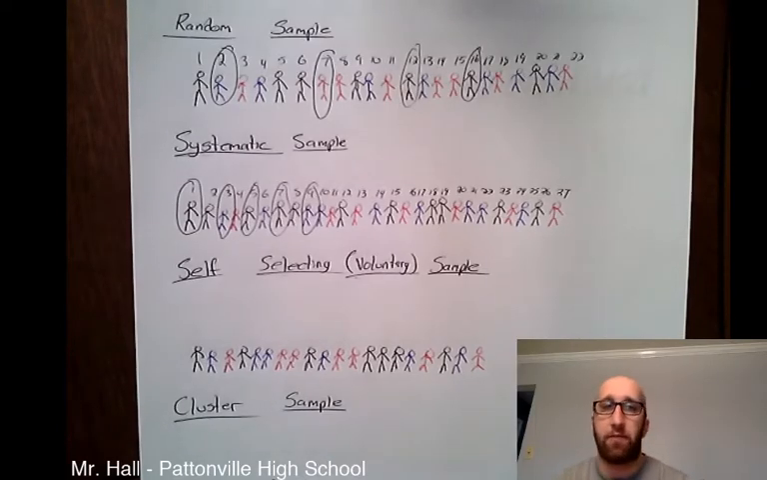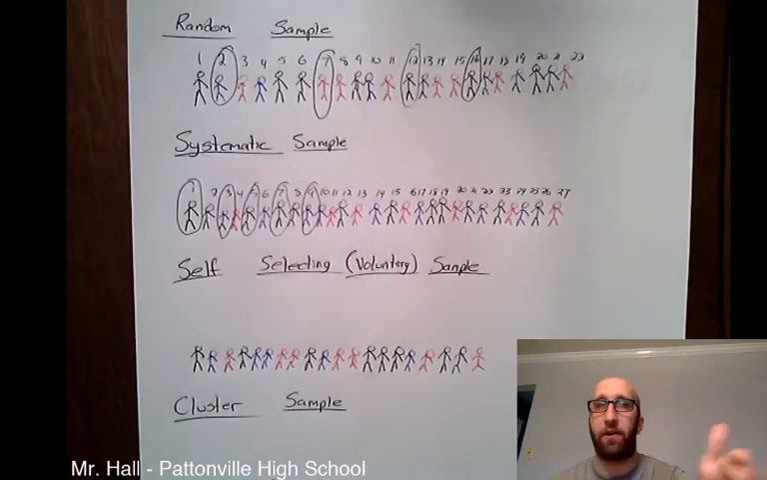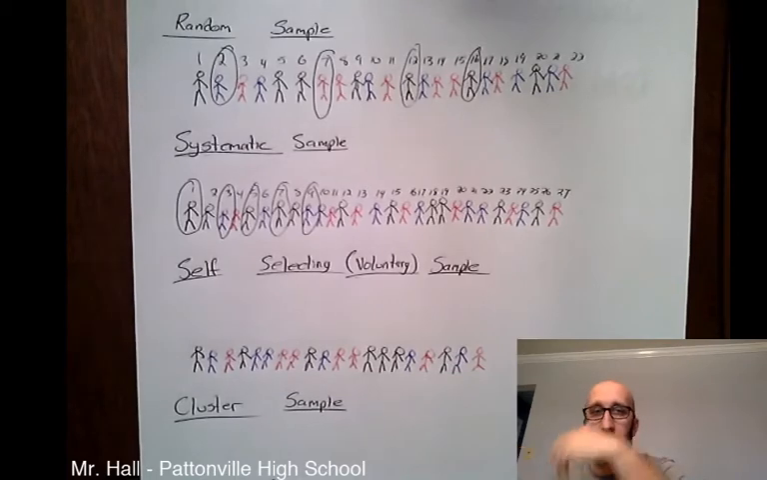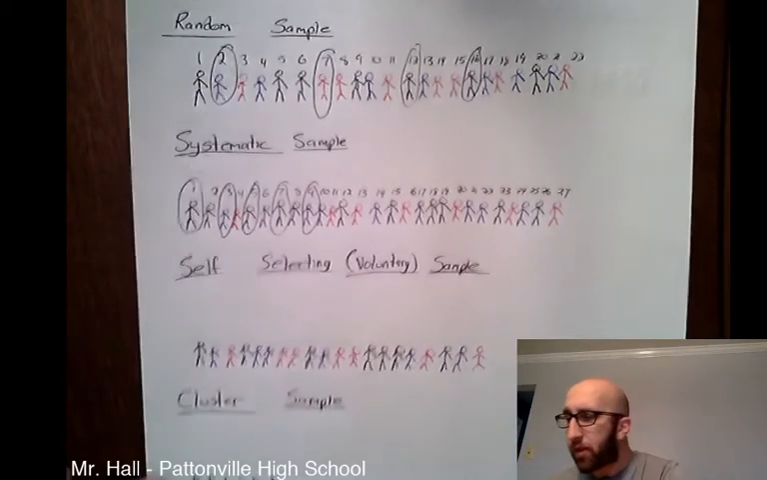It doesn't have to be every other person or odd numbers. It could be every 10th person. So I select the first one, then go another 10, find another one, and so on and so forth. So you need some sort of rule.